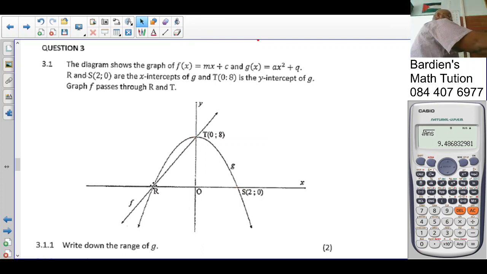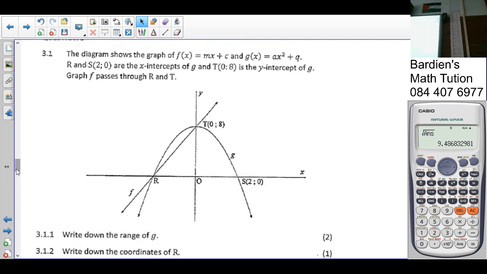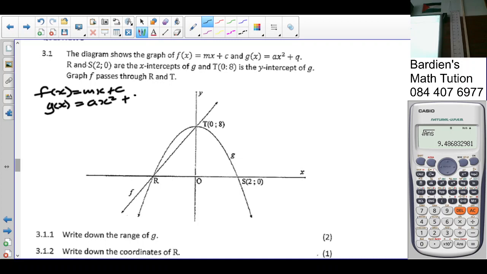So all the information from the introduction to the sums is on the diagram. I'm just going to move it up so that I can write this down here. f of x equals mx plus c, and g of x equals ax squared plus q. Okay.